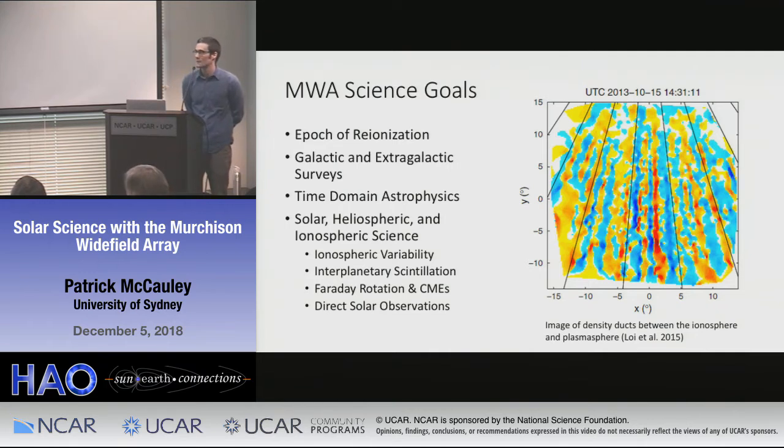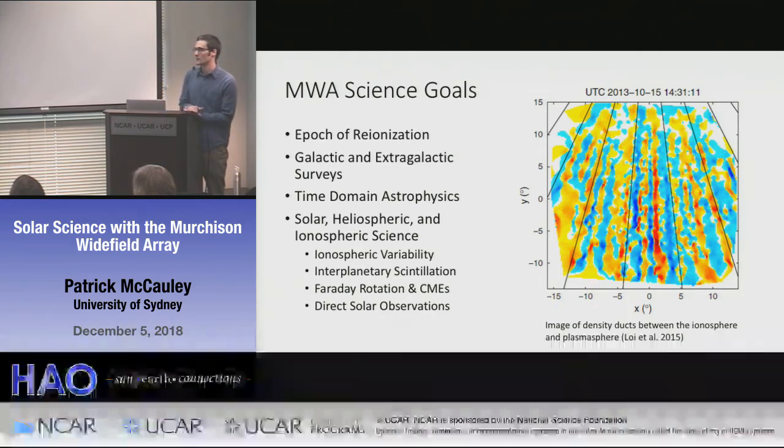And then the solar, heliospheric, and ionospheric science is lumped into one group. We call ourselves the SHI collaboration. And I won't say too much about the ionospheric side, but I wanted to give one highlight from that. So the image that's on the right there is an image of density ducts in between Earth's ionosphere and plasmasphere. So the alternating pattern, the stripy pattern that you see is alternating high and low density regions that are aligned with the geomagnetic field. So that's what the black lines are. And these ducts had been predicted to exist, but there had been fairly limited observational support for them. And this has probably been the most significant ionospheric result to come out of the MWA so far.